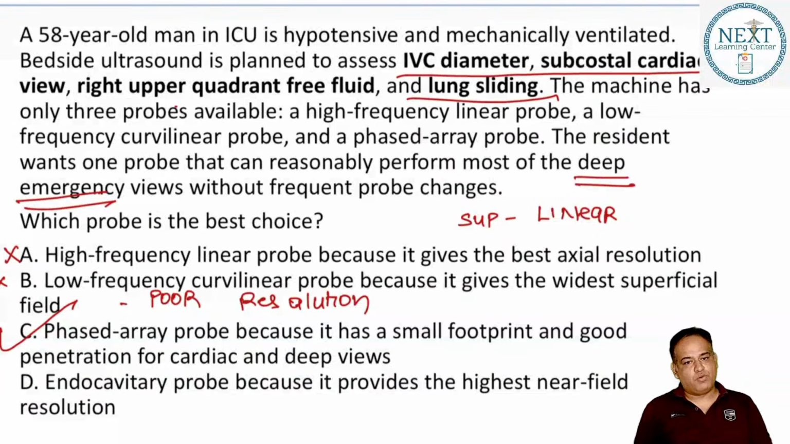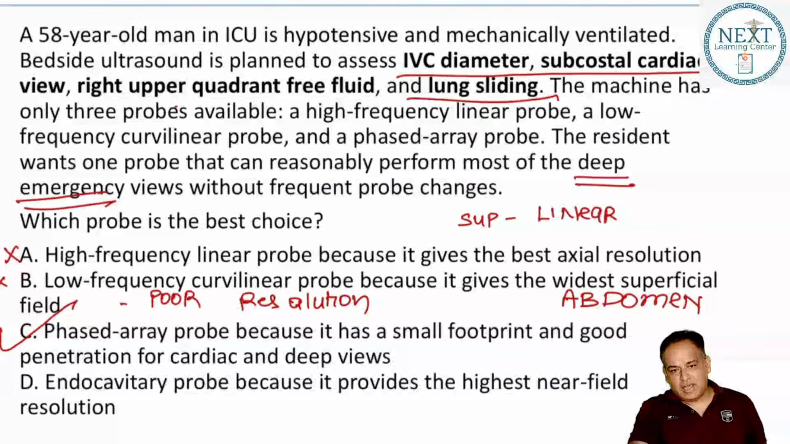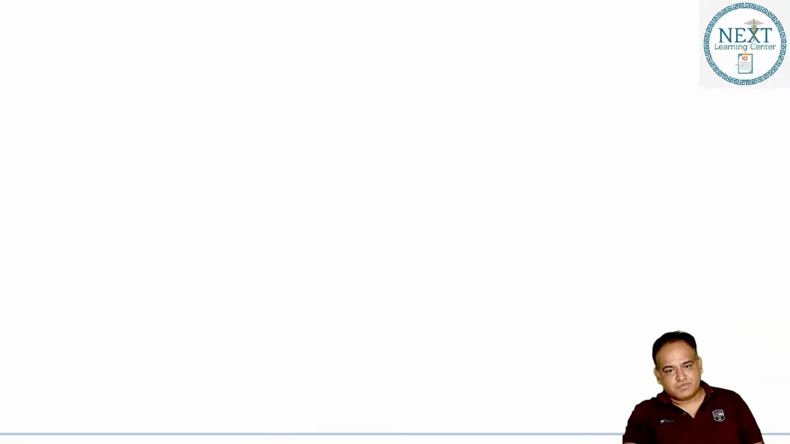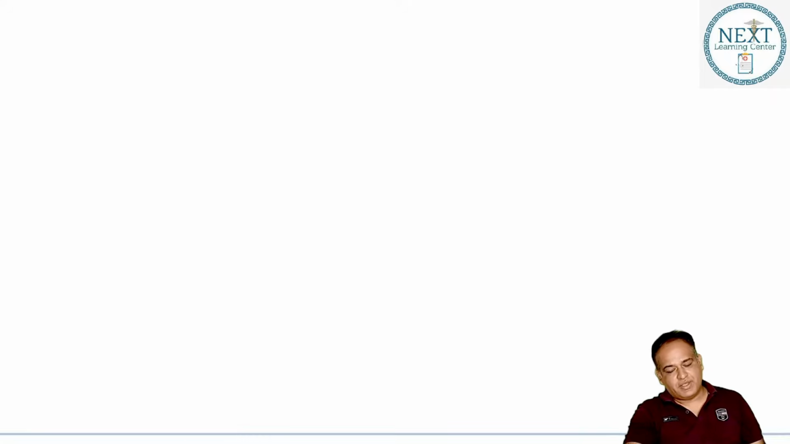Phased array probe. Fine. The curvilinear probe is for abdomen. We prefer the phased array probe because it is very small. It has a very small footprint, so we can see between the ribs also.